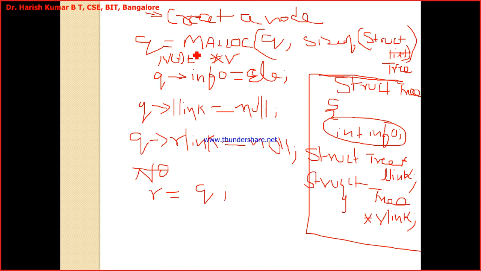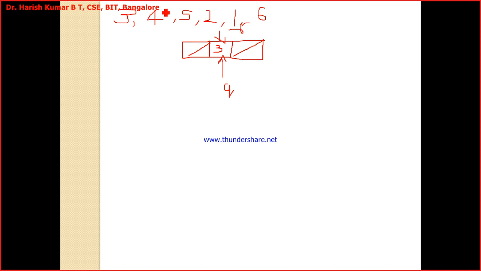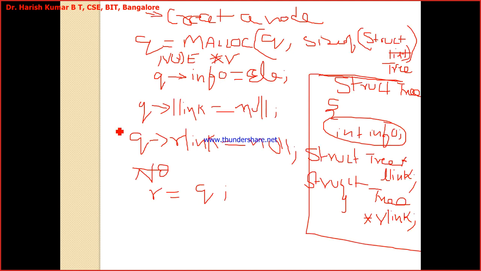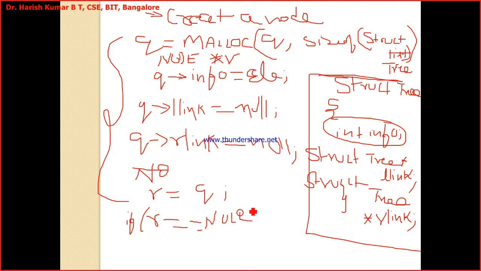Next I'll scan my next input integer from the list, that is 4. This is when you're creating the tree for the first time, the root node when you are creating. Now what I check: all these things will be done if r is equal to null. So this entire thing comes under the condition r is equal to null.